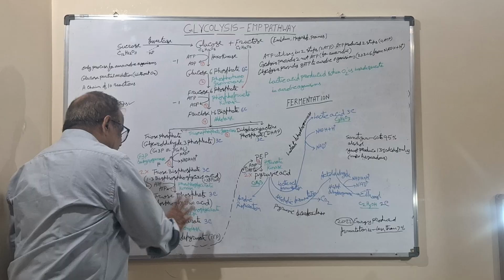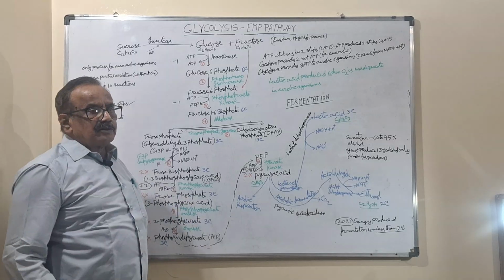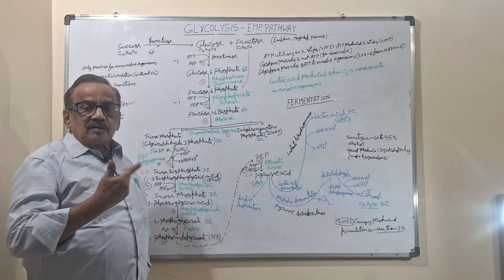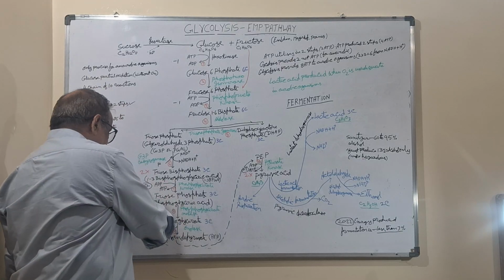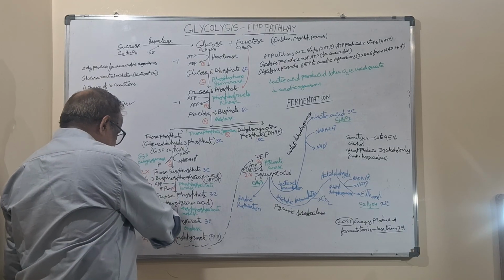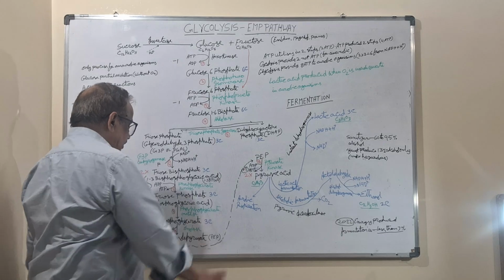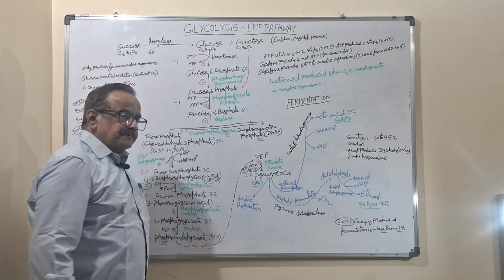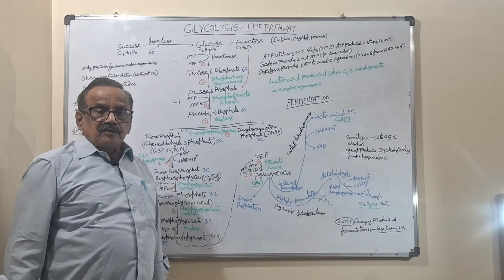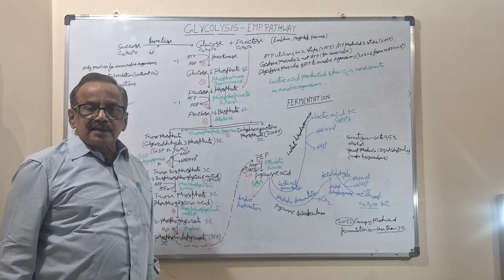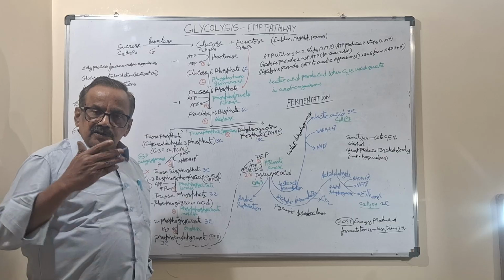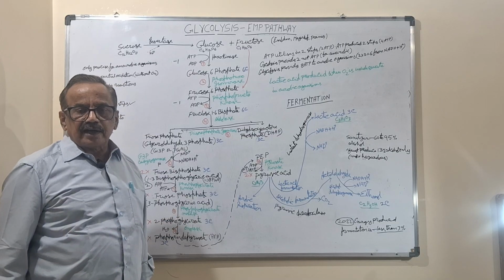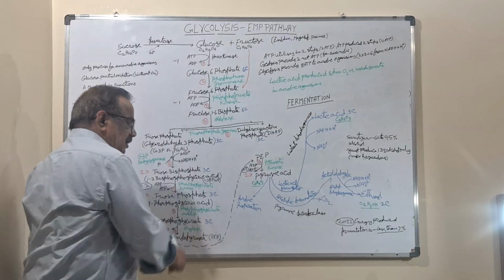Now 2-phosphoglycerate, what will it do? It will be dehydrated. Dehydration means one water molecule it will send out, and it will form phosphoenol pyruvate by the enzyme enolase. Enolase is an enzyme which converts 2-phosphoglyceric acid by losing one water molecule, and it will become phosphoenol pyruvate, PEP.